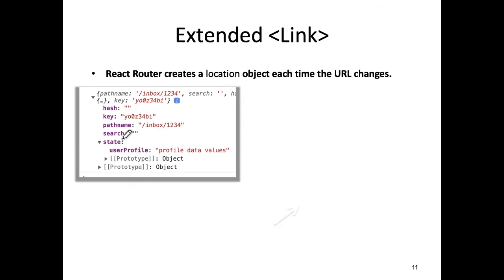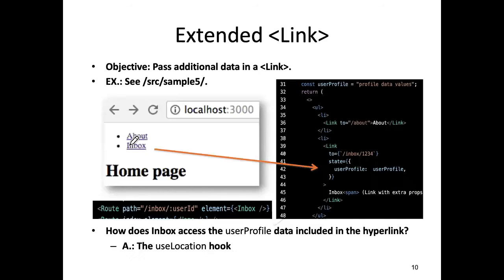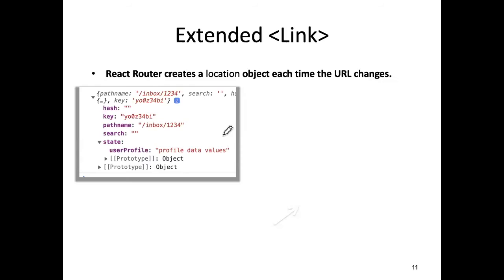property within the location object, and you can see its structure is consistent with the structure that I've assigned to state on the previous slide. So there is this location object. Can my inbox component access this location object? Yes, it can. How does it do it?